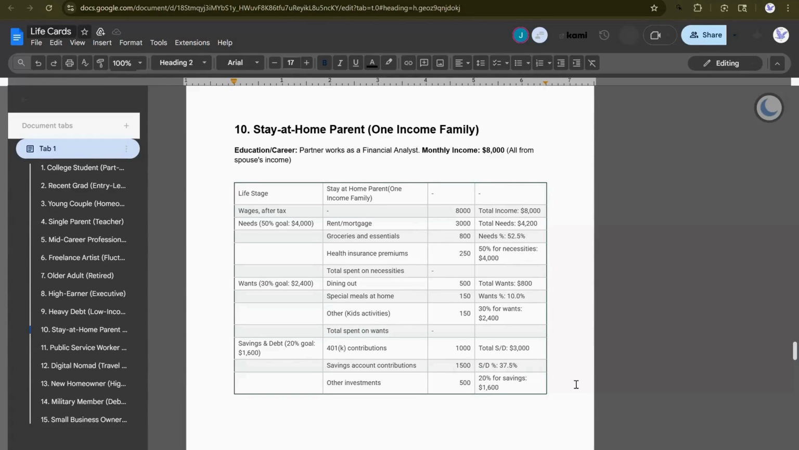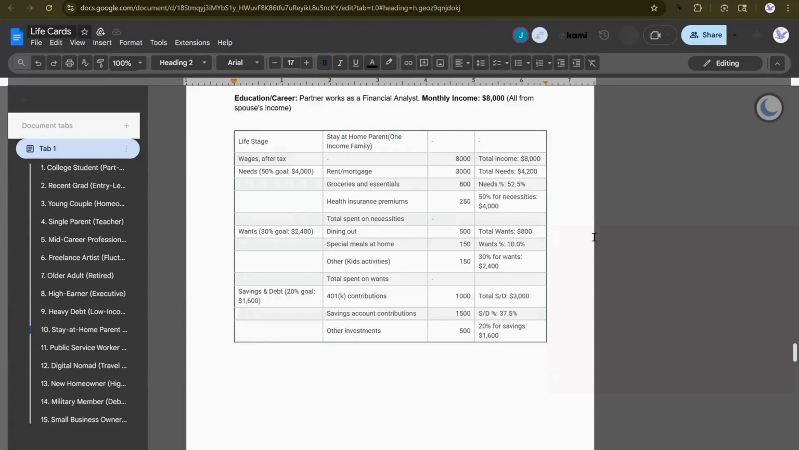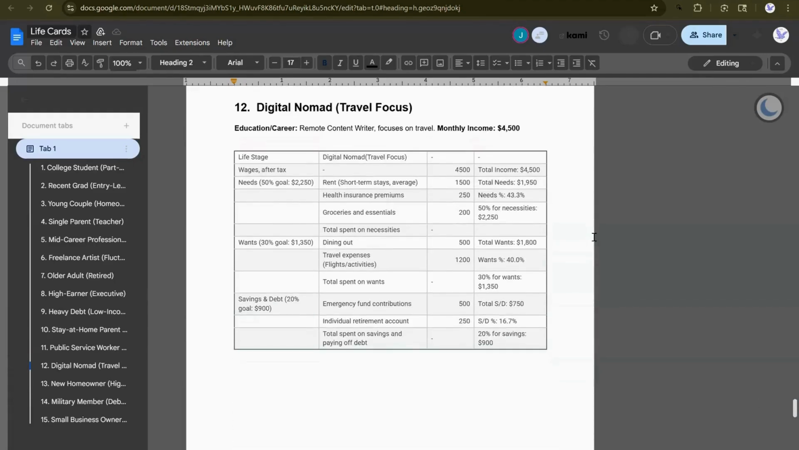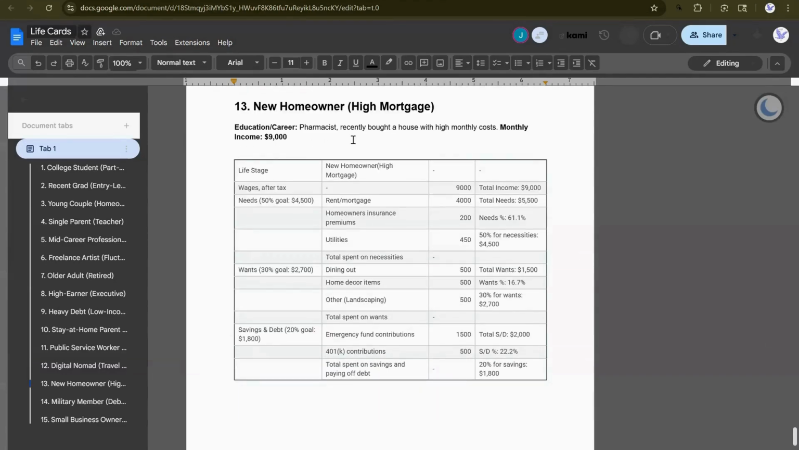Stay at home parent, one income family. Public service worker, high student debt. That's a harsh one. Digital nomad. I wish I could do that. That's what I want. I want to work on the beach with my computer and then fall asleep, drinking a drink, and then wake up and maybe do a couple trades and then fall back asleep and wake up again on the beach while it's happening. I know that sounds crazy, but I just went to Costa Rica for 3 weeks.